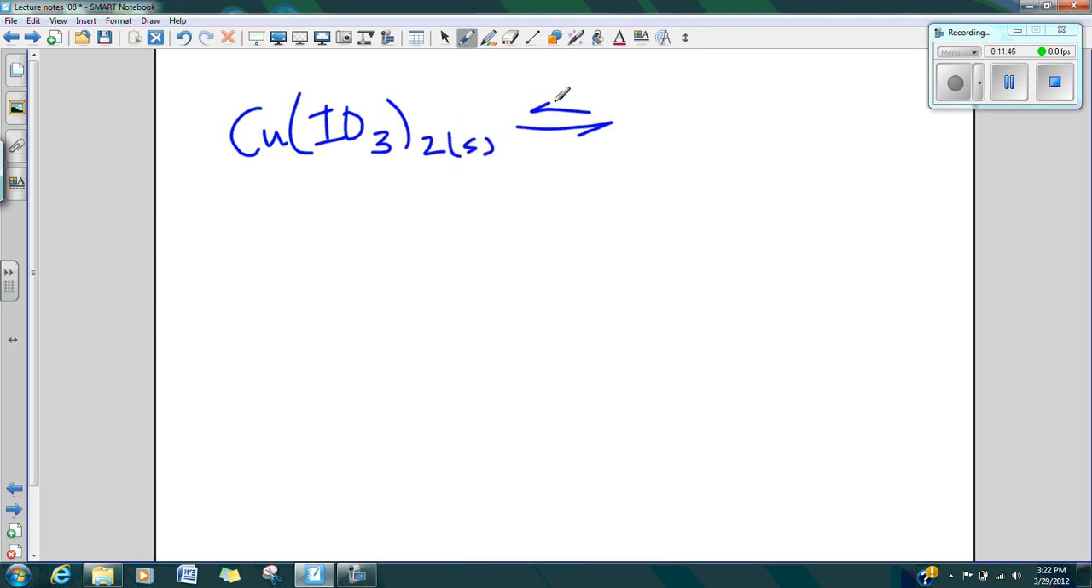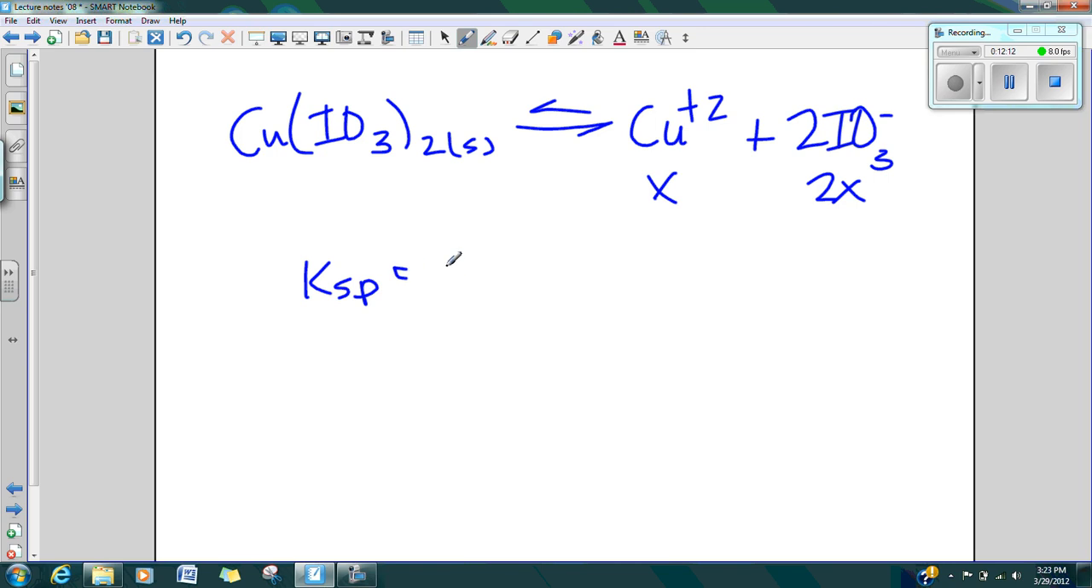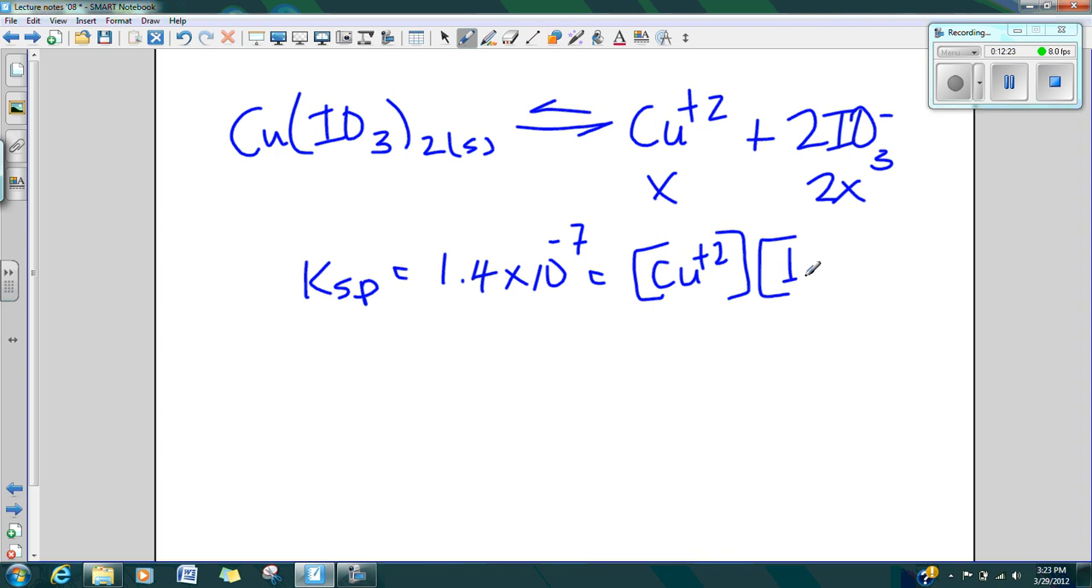I have a solid substance, and it's going to ionize into copper ions and 2 iodate ions. And again, if I don't know my initial concentrations, they're going to be 0, or I don't know my solubility constant, we should recognize that this is going to be x and this is going to be 2x. Some value has to be given, so in here our KSP is given. I know that my KSP is equal to 1.4 times 10 to the minus 7th. And if I look at my equation, it would be the concentration of copper ions times the concentration of my iodate ions.